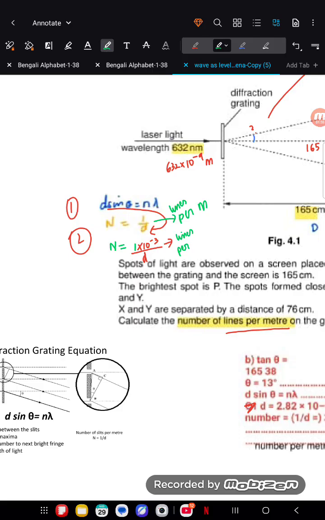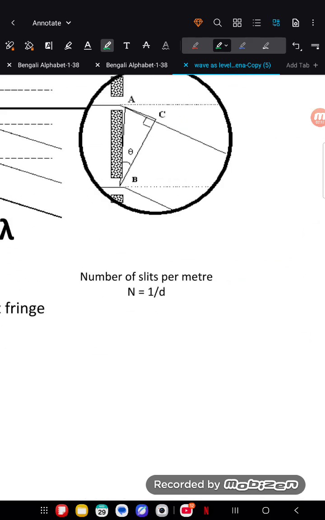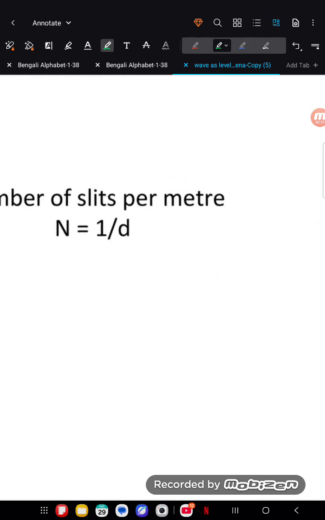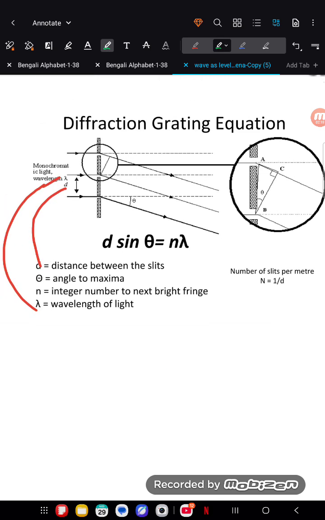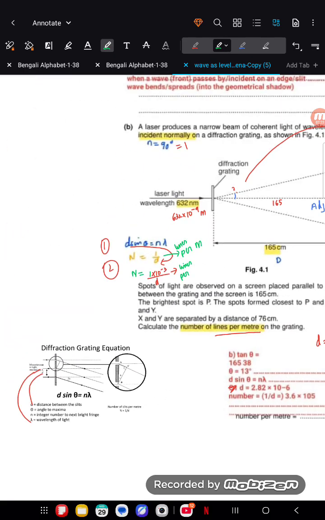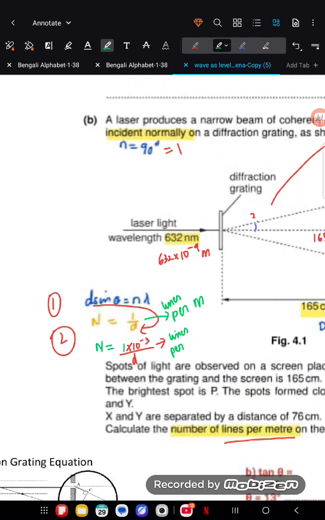See, here to do this question I have to use two formulas. Here they are saying find the number of lines per meter. It means they are asking for capital N, so it's 1 by d. So obviously first you have to find d, if d is not given. One more thing you have to remember.